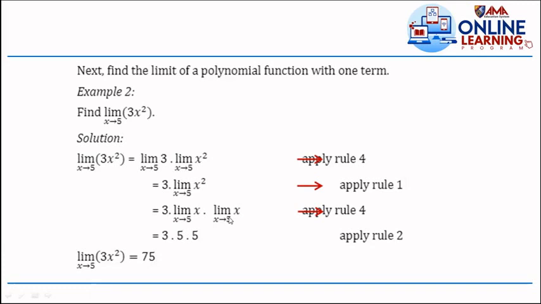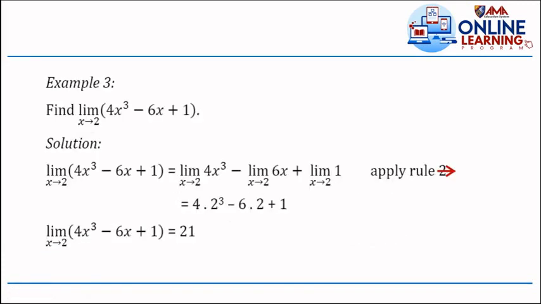So we're going to substitute our limit into our variable. So for x, our limit is 5, then multiply by 5. So 5 times 5, we have 25 multiplied by 3. So we have now a total of 75. Next, you have your example number 3.